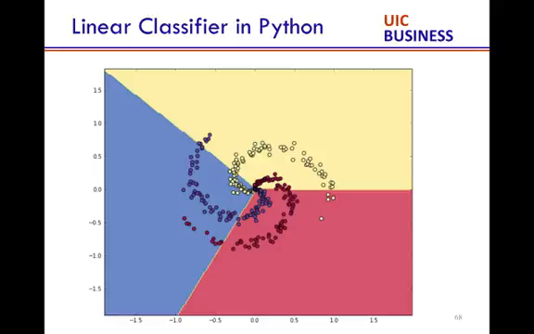Real life data sets will not be like this. It's just to get an intuition that even in low dimensions, linear models are not doing well.